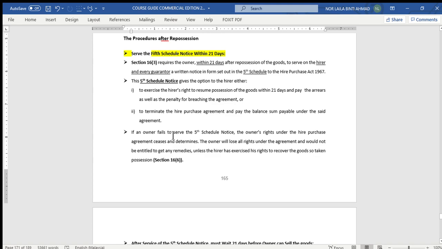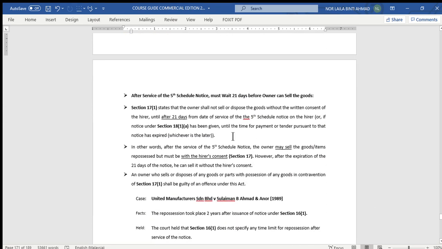So if owner fails to serve a fifth schedule notice, owner's right under the hire purchase agreement ceases and determines. The owner will lose all rights under the agreement and would not be entitled to get any remedies. Okay, so owner tak akan dapat any compensation if he fail to serve to the hirer this notice. So he must give 21 days period to the hirer either to exercise the options just now, okay, to resume the positions or to terminate the contract.